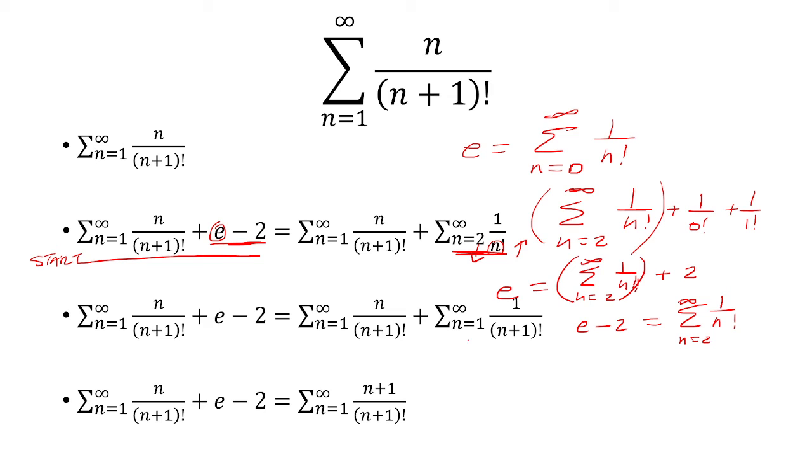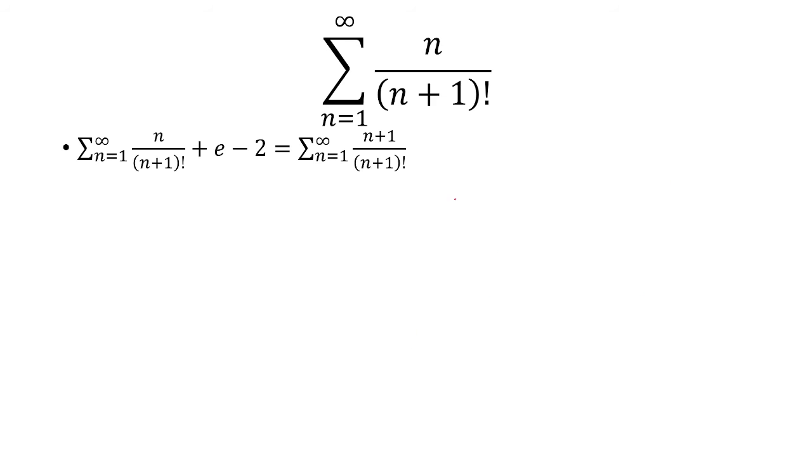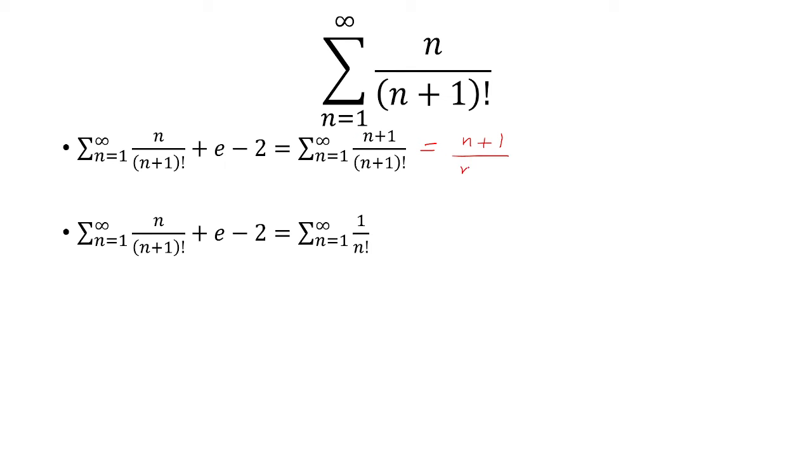Okay, the next step is we can add these two sums because they have the same indexes. They have the same denominator, so you just add the numerators. And now, just looking at the inside, we have (n plus 1) over (n plus 1) factorial, which you can break up like this. And so that's just going to be 1 over n factorial. So that's what we have here.